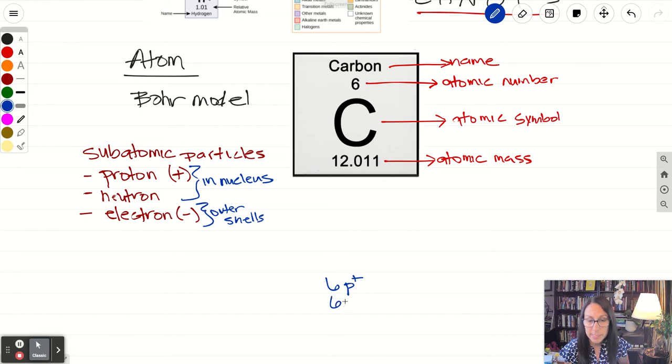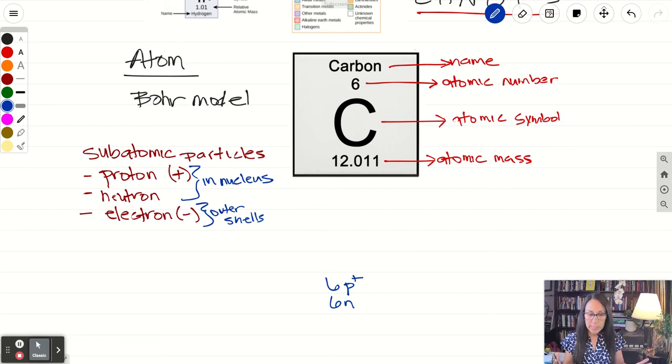So I'm going to put a 6 and I'm going to put an N. So what that means is we have 6 little protons buzzing around, 6 little neutrons buzzing around. Neutrons don't have a charge, so I'm not going to put a plus or a minus on it. And in the nucleus, there are 6 of these protons, 6 of these neutrons, and so together they make 12.